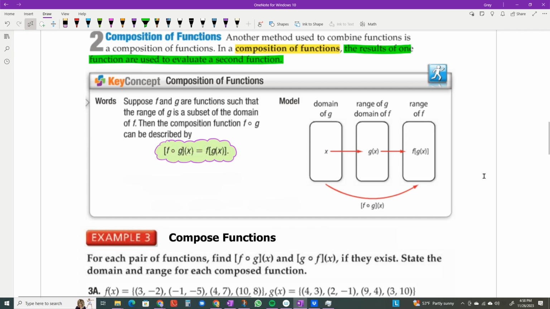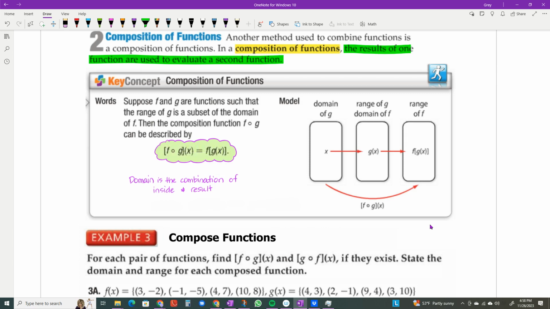So what you want to remember, my inside function here, of course, is g of x. My outside is f of x. So I would do g of x first. But when you have to find the domain of a composite function or a composition of functions, you want to remember that the domain is the intersection of the inside and the result.